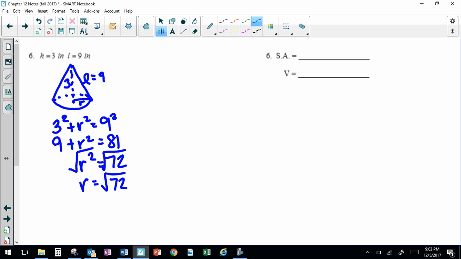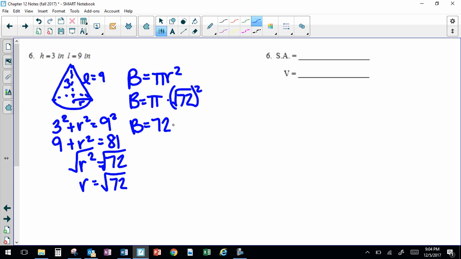Okay, so then capital B, we're going to use pi r squared. So that's pi times the square root of 72 squared, which is just going to be 72 pi, because then those cancel and you end up with just the 72 pi.